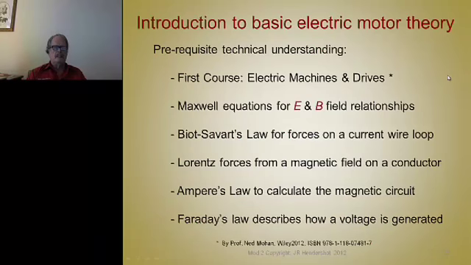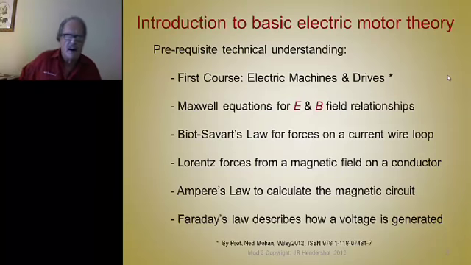Now, the basic theory involved with all electrical machines, we assume that most, if not all of you, have some understanding or a grasp of that. You get it all in a first course in electric machines and drives. And Professor Ned Mohan from the University of Minnesota has written a very excellent book on this that's used by a lot of universities around the world to teach these fundamental concepts.